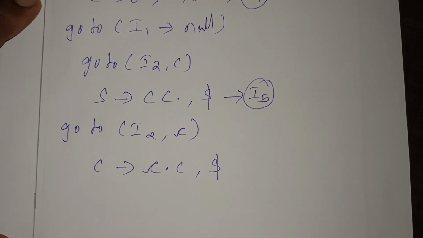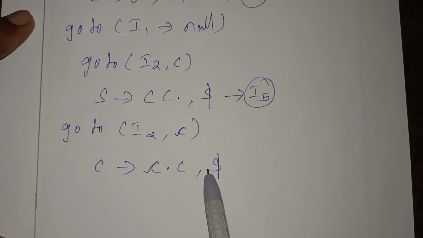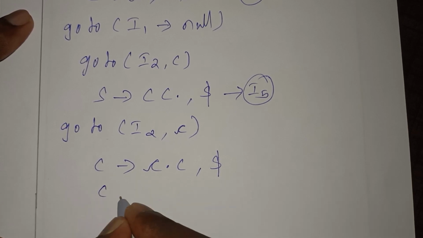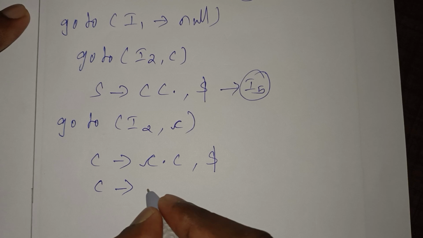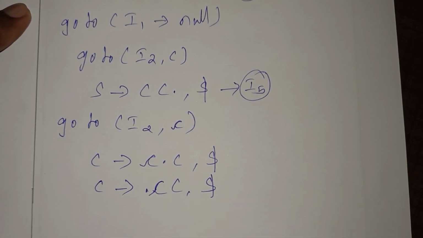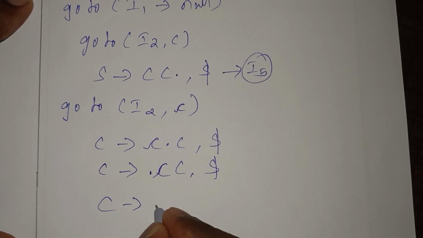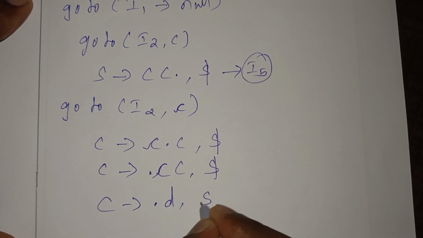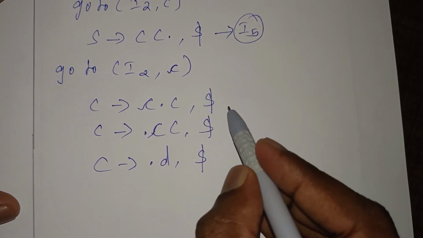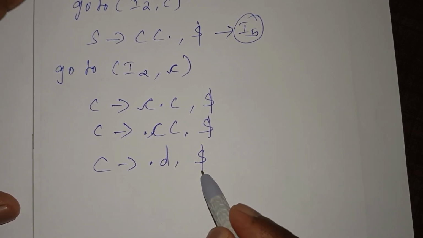So here you can check it. In this particular thing we have the dot between capital C and small c. So I am using rule number 2, called the expand technique. This is how it expands: C tends to c dot C, dollar; C tends to d, comma, dollar. So here, whichever lookahead value it starts with, it has to end in the same way.